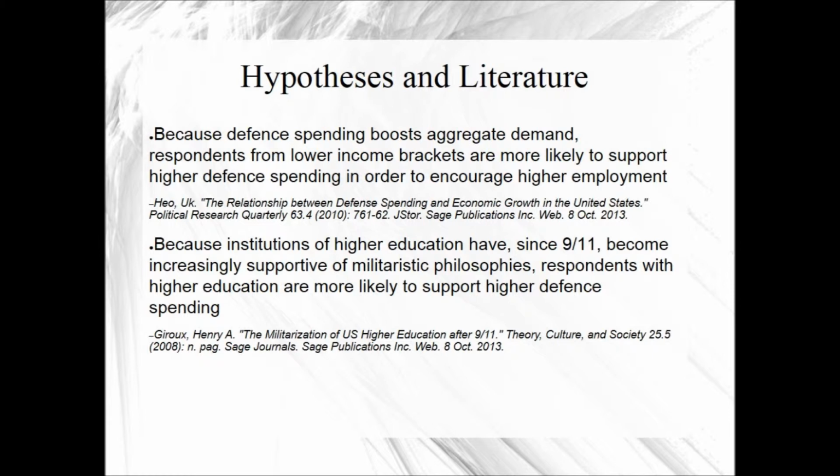Our two independent variables were the income categories of and highest level of education achieved by respondents. With regards to income category, we hypothesized that respondents with lower incomes would prefer higher federal defense spending because, as Keogh argues, higher defense spending encourages higher employment by boosting aggregate demand.